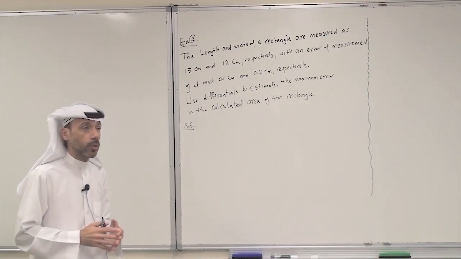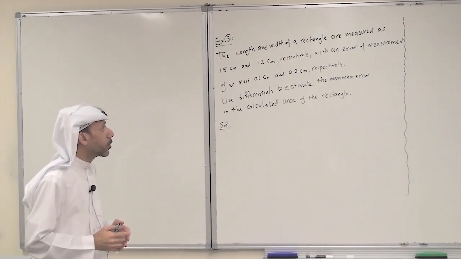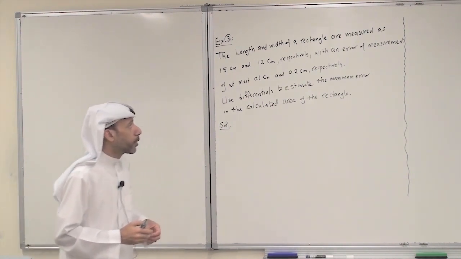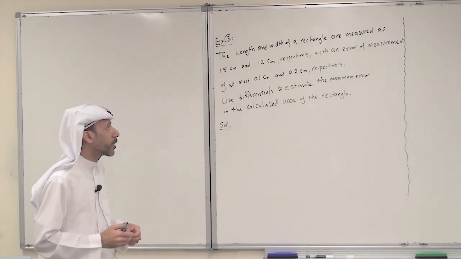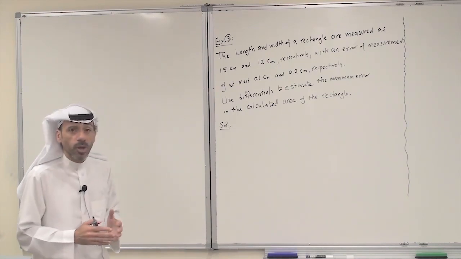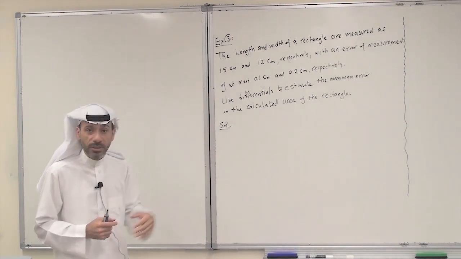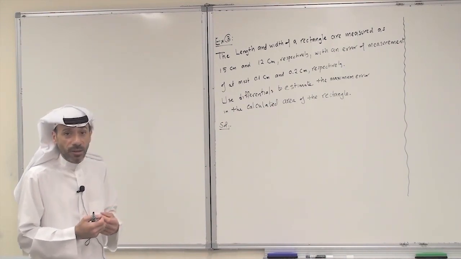Let's now consider the following problem. The length and width of a rectangle are measured as 15 cm and 12 cm respectively, with an error of measurement of at most 0.1 cm and 0.2 cm respectively. Use differentials to estimate the maximum error in the calculated area of the rectangle. For such word problems, the first step is just to write the given information and then indicate what is required to find.